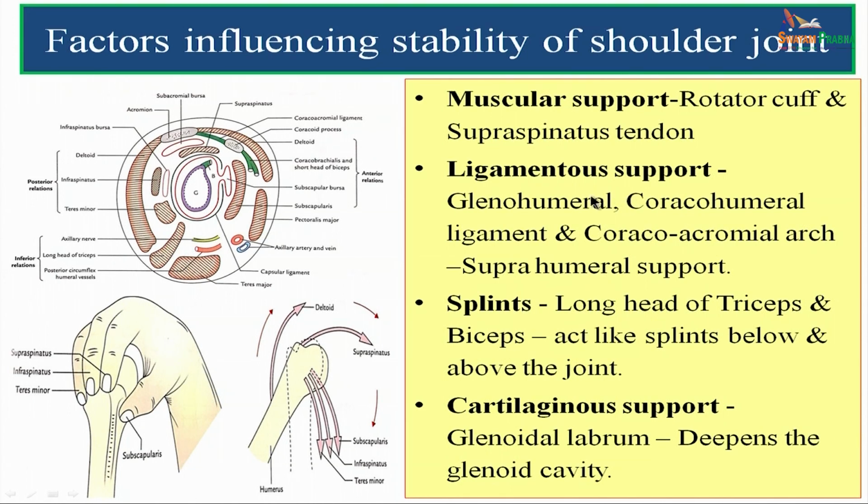These will support the upper part of the shoulder joint, forming suprahumeral support. The splints will be long head of triceps and the long head of biceps, which act like splints below and above the joint respectively. Cartilaginous support is offered by glenoidal labrum, which is a fibrocartilaginous ribbon that helps to deepen the glenoid cavity.